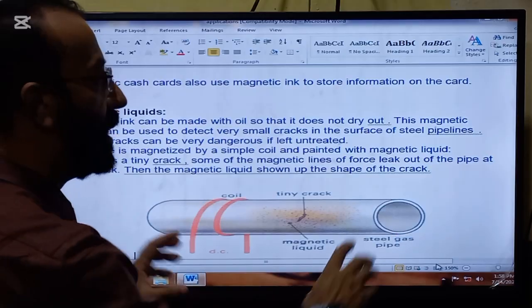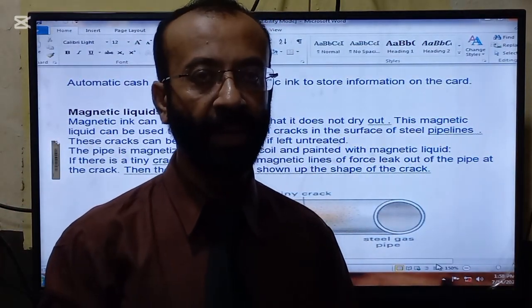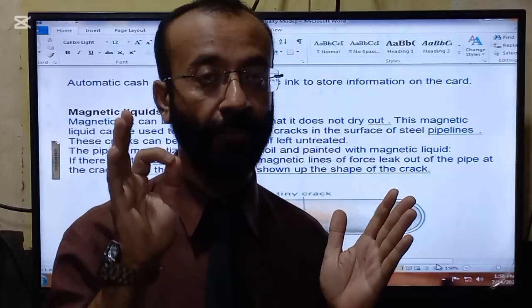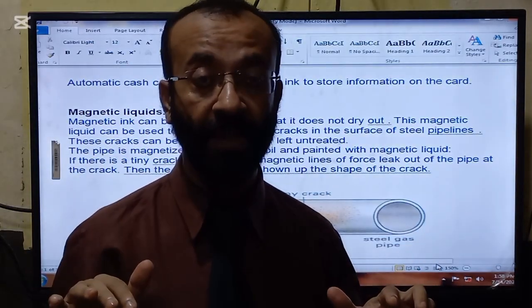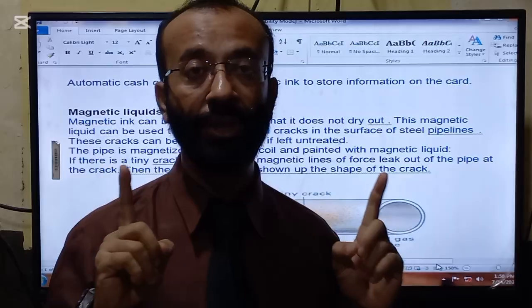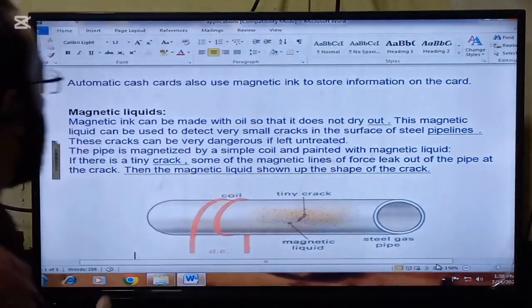For example, these steel pipes are lying throughout the building. So if they are cracked somewhere, it can be very dangerous. The whole building can collapse. So it is very important to detect the defect in the steel pipes.